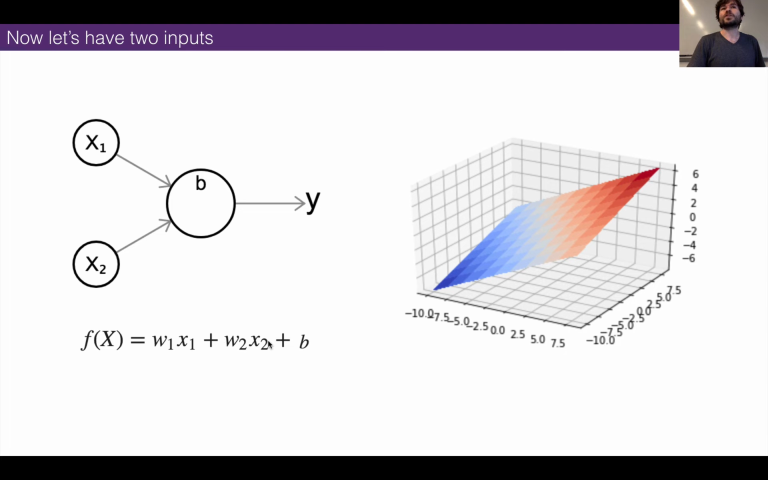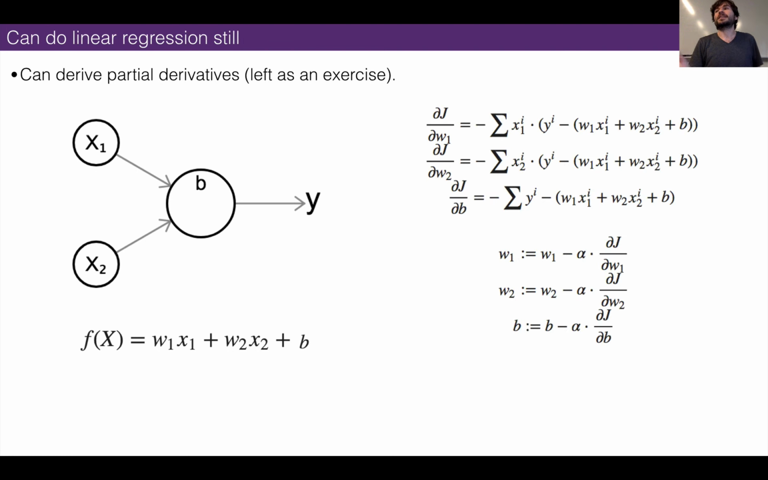So if there was just one of these, it would be W1 x1 plus B, that's a line. And W1 x1 plus W2 x2 plus B, that's a plane, right? So that's all it is. It's analogous to a line. So suppose we have two inputs. Well then, it's exactly the same.